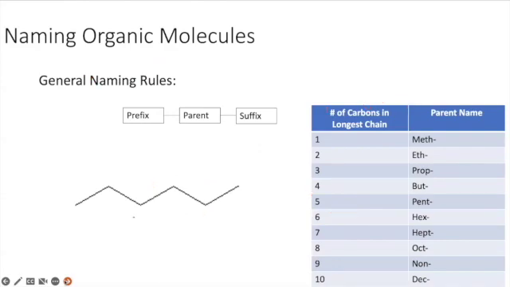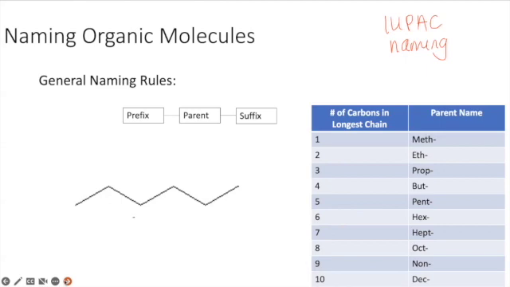All right, so naming organic molecules is quite the endeavor. There's a whole rule book of naming, a whole system called the IUPAC naming system. It's a governing body that has decided to make all these complicated rules for naming organic molecules. But we will come back to this general naming rule in which we have a prefix, a parent, and a suffix.